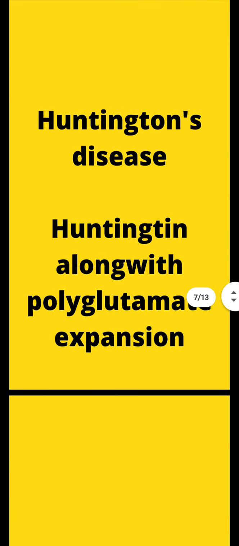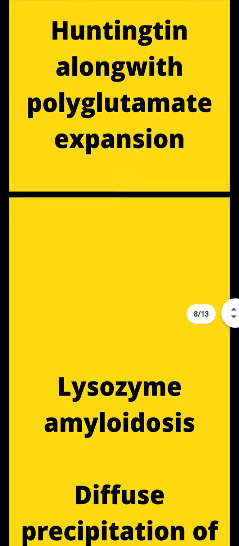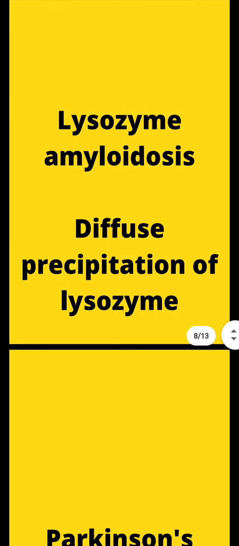Then next is Huntington's disease. Huntington's disease is due to the defect in huntingtin protein. Along with that you are going to see polyglutamine expansion is also there. Then we are having lysozyme amyloidosis. It is due to the diffuse precipitation of lysozyme, and again it is very important.